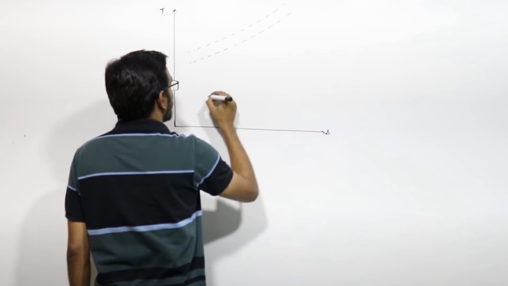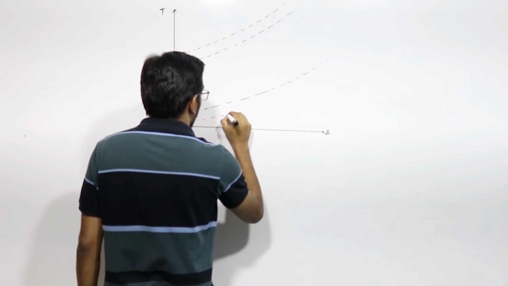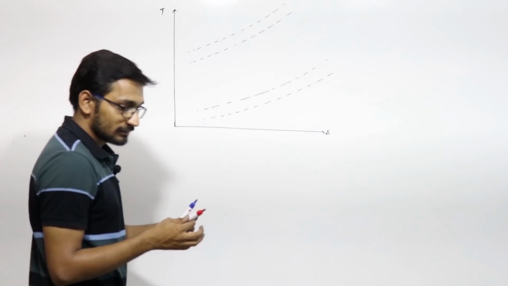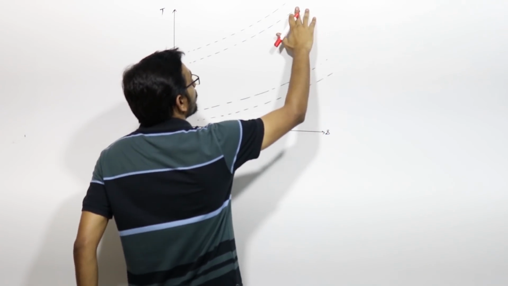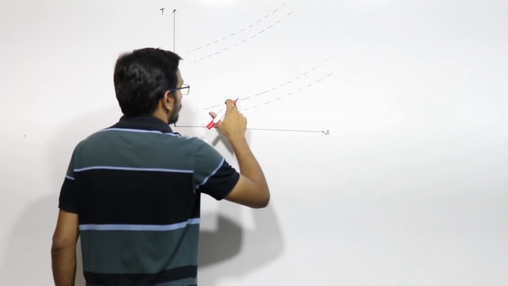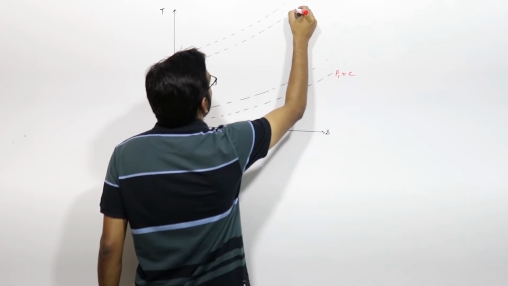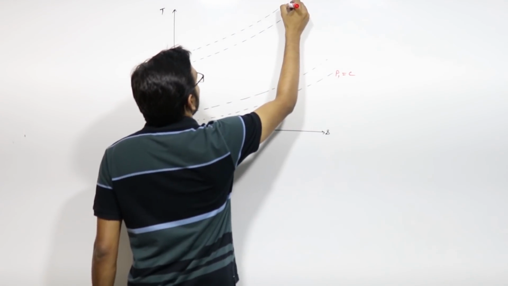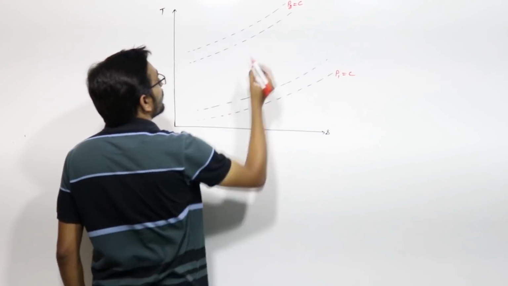Let me draw the diagram first. Let us say this is P1 is equal to constant, and this is, one second, this is P2 is equal to constant, right? This above line, let us say this is P2 is equal to constant.